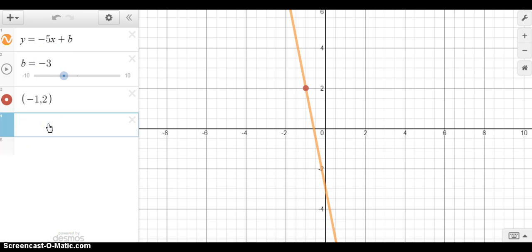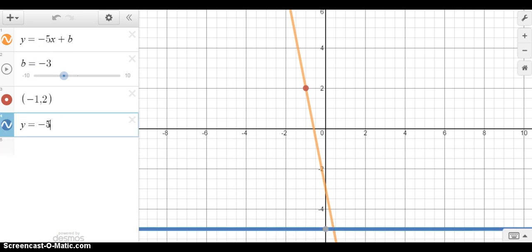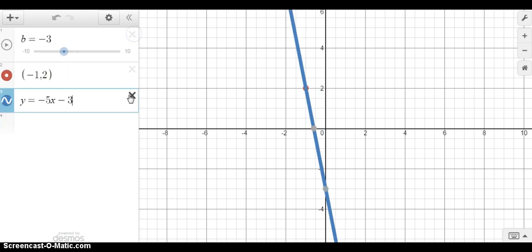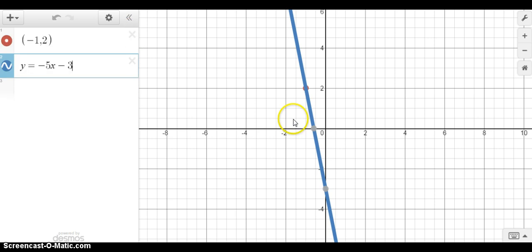And so if I draw another line, y equals negative 5x minus 3, and delete that old one, we can now tell that, hey, the line y equals negative 5x minus 3 has a slope of negative 5, and it passes through this point negative 1, 2.